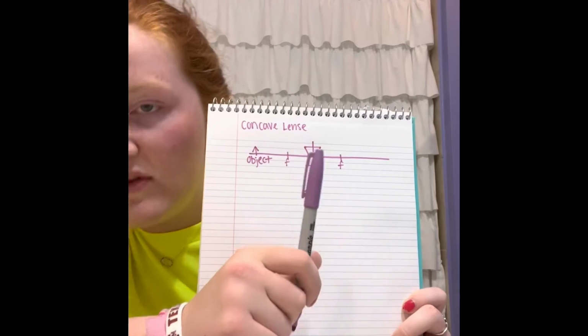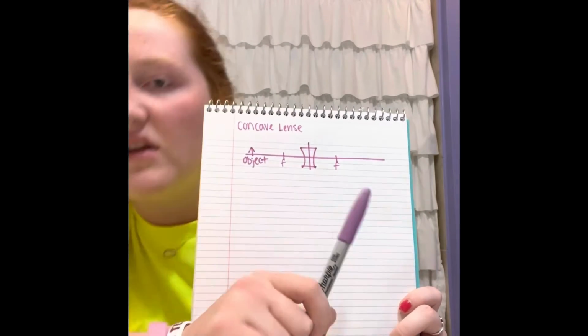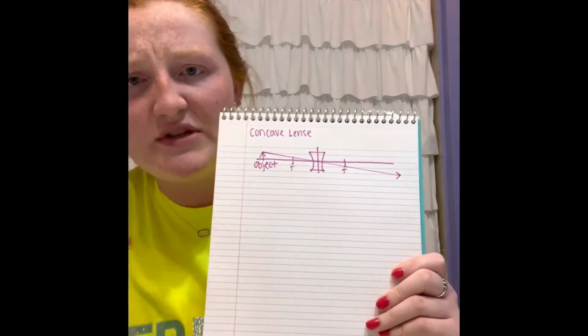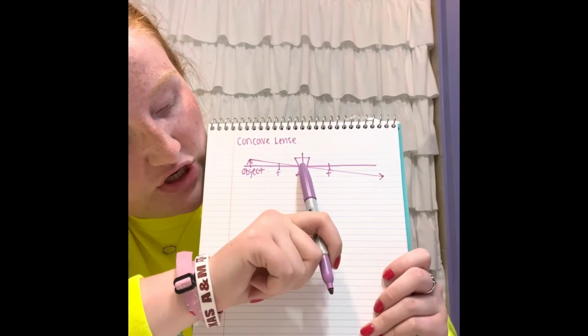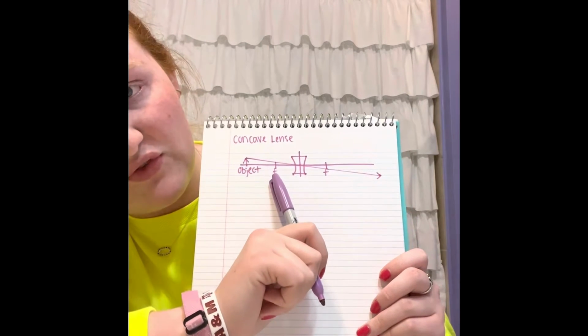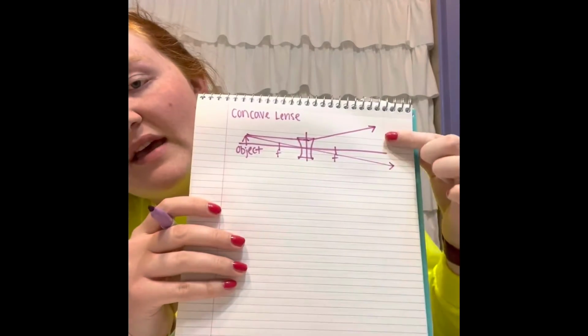So the first one you're going to do is the exact same. You're going to go from the top of the object through the center of the lens to the other side, using your straight edge. The second one you're going to do is going to go from the top of the object parallel to the center, and then it's going to be refracted from this first focal point. So it's going to go straight and then upward. It's going to be that one.